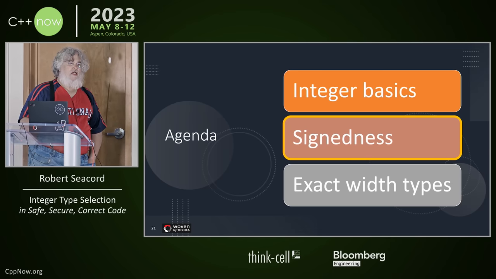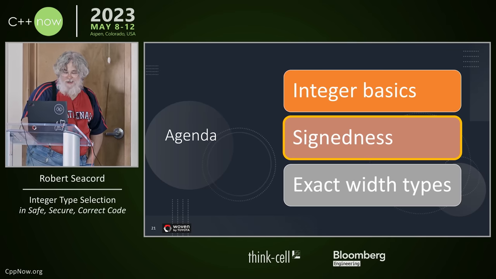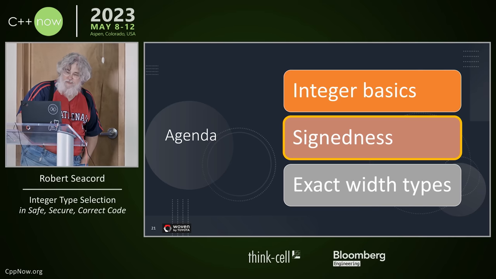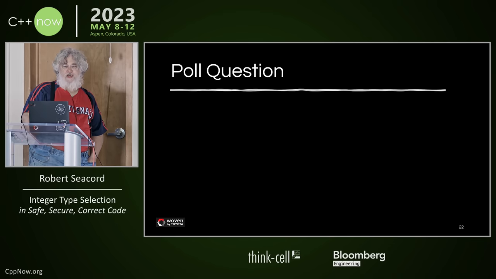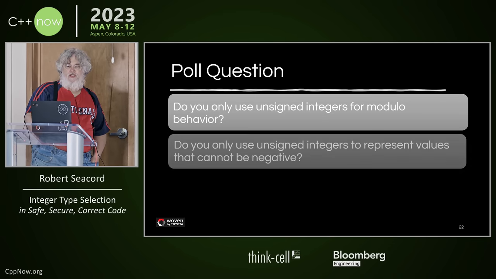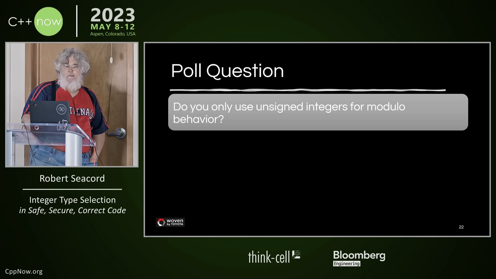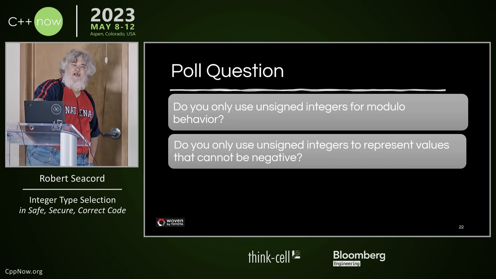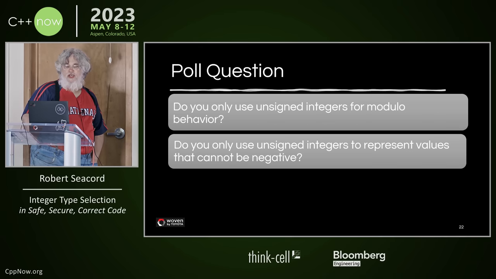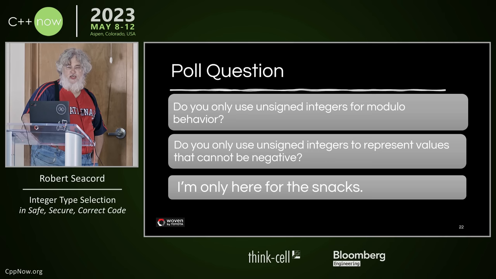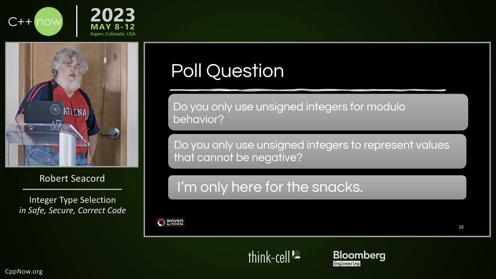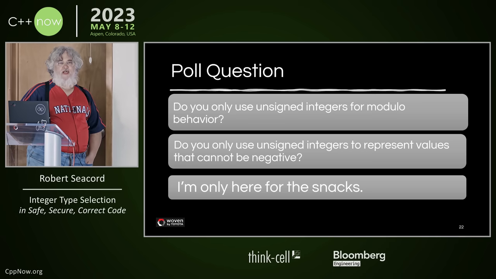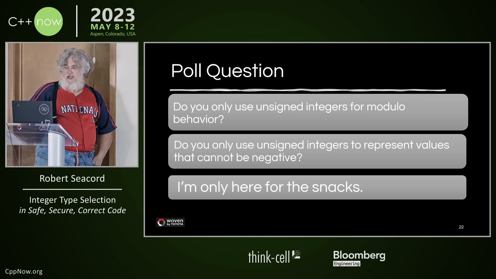Okay, so we're gonna get on to the controversial part of the talk. And I'm gonna start with a poll question. Let me show you all the answers. The first answer: do you only use unsigned integers for modulo behavior? The second: do you only use unsigned integers to represent values that cannot be negative? And the third answer is, I'm only here for the snacks. You don't have a strong opinion. Even given all these three answers, we won't get all the hands raised, but let's try it out.